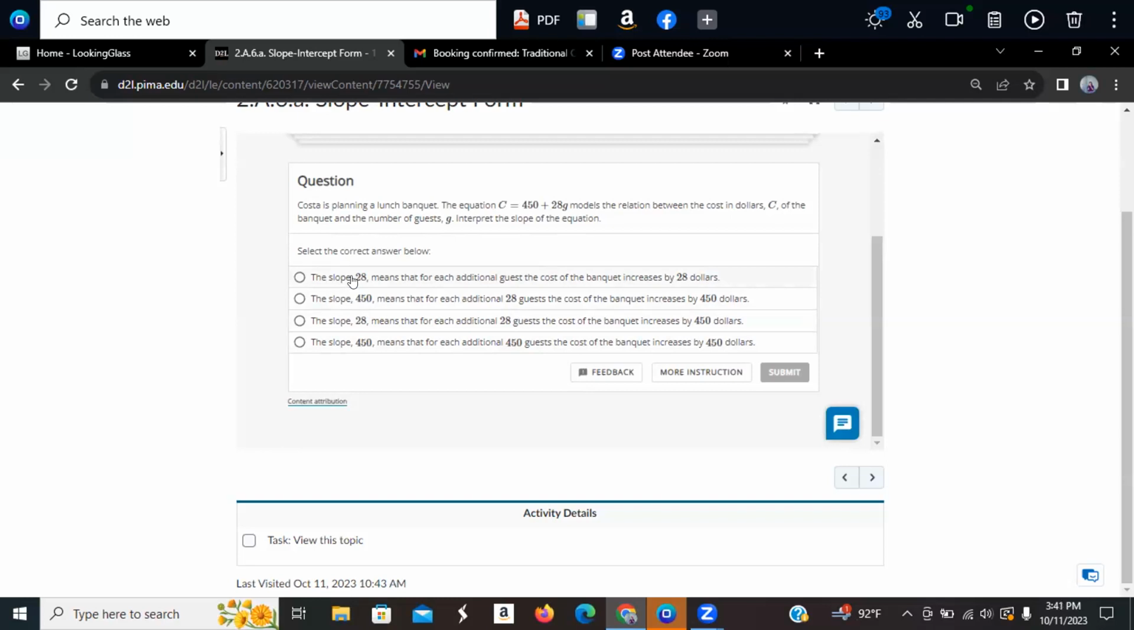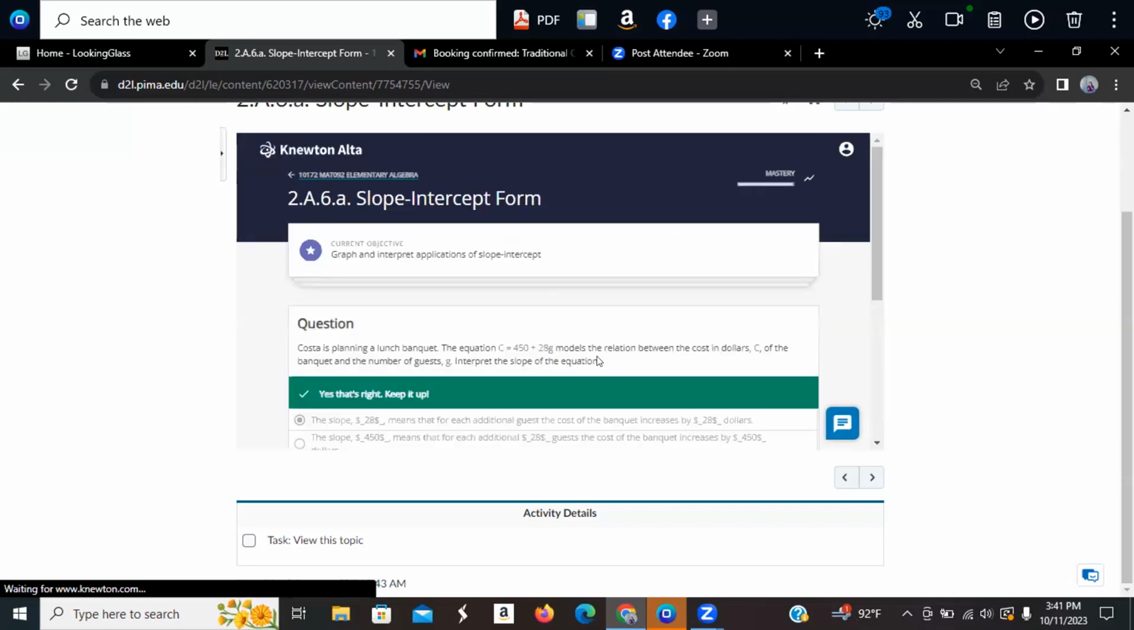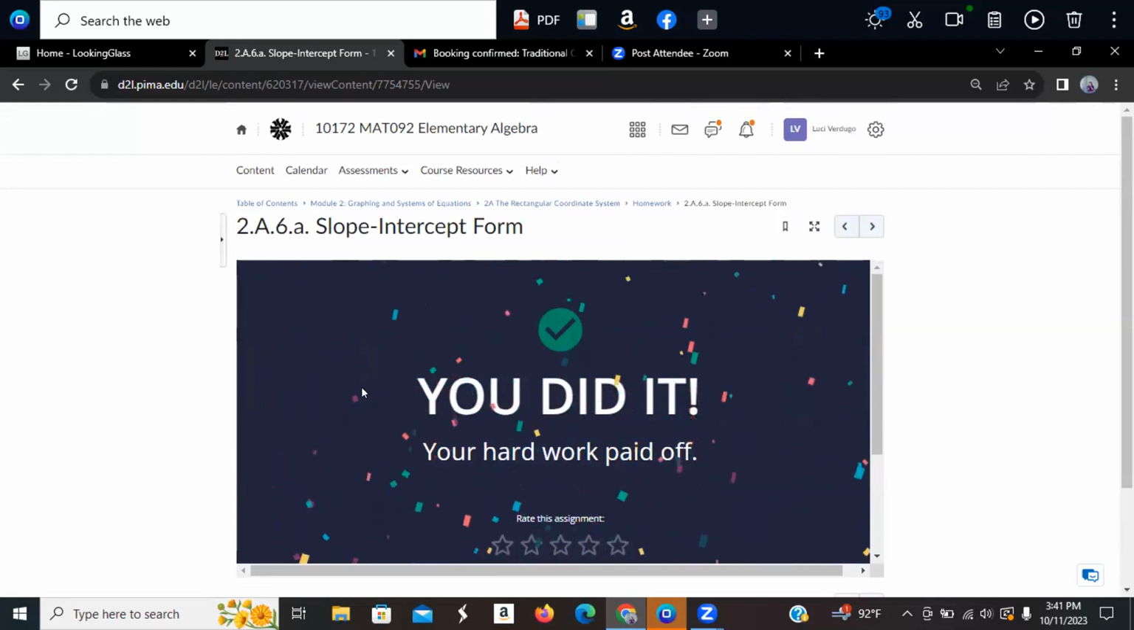And it always tells you the additional amount. And since it's positive, it increases. C. So they both say increases, right? Like they both have the words additional amount and increases. But the slope is what it increases by. Oh, so A. Yes, yes. The slope is the amount of increase or decrease. There you go. Nice job.